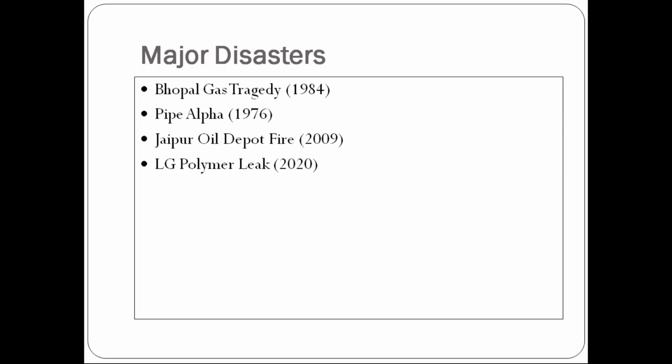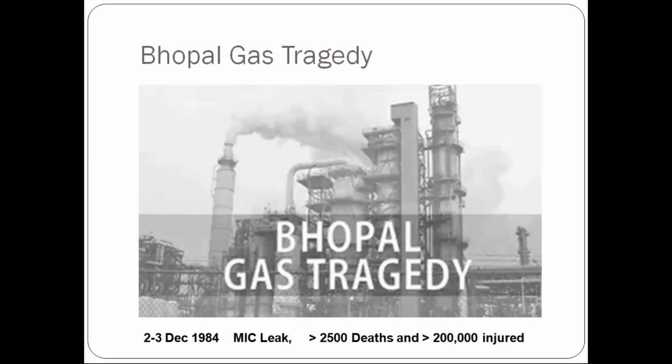This is the Bhopal gas tragedy. The incident took place on 2nd and 3rd December of 1984. In that case, there was a leakage of methyl isocyanate, a highly toxic material, released from the storage tank, causing the death of more than 2,500 persons who were outside the facility and injuring more than 2 lakh persons.